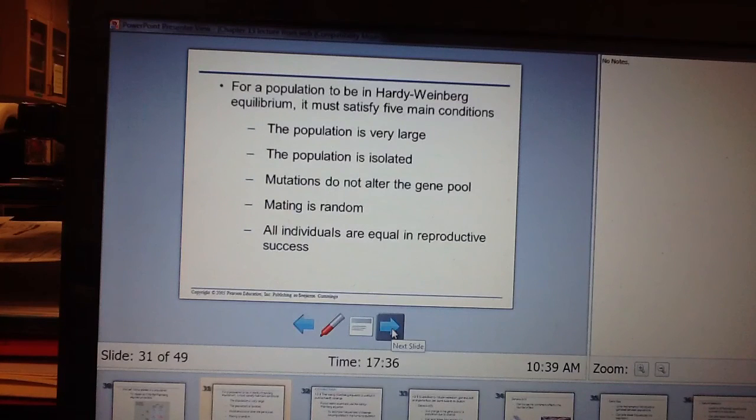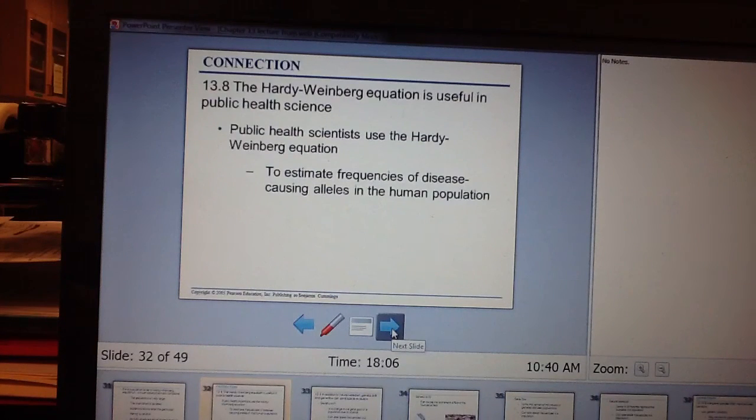In order for a population to be in Hardy-Weinberg equilibrium, which means not evolving, one, the population has to be huge. Two, it has to be completely isolated, which means no migration in or out. There can be no mutations in the gene pool. Mating has to be completely random, and no sexual selection can be used. And all individuals have to be equally successful in reproducing. All of these conditions have to happen. Otherwise, evolution will occur.